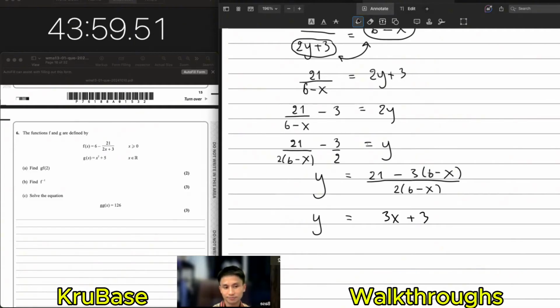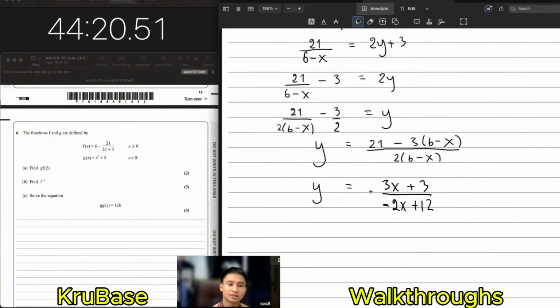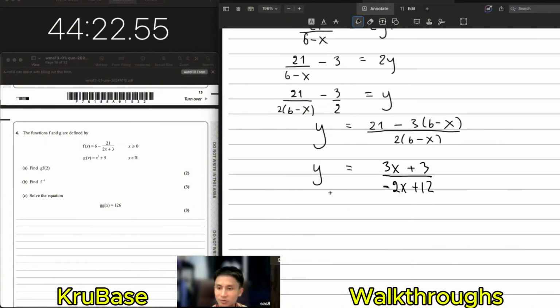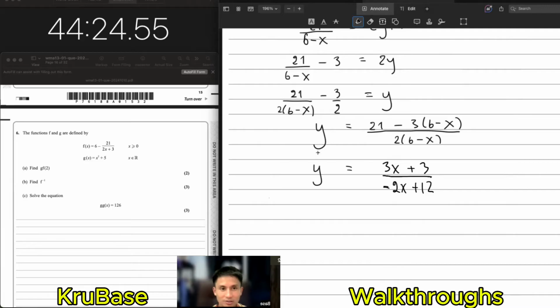All right. Just checking, actually. Okay. And this is over 2 and then 6 minus x. So that's fine. Or we can expand it in. So let's do minus 2x and plus 12. Right. Yeah. So that would be my f inverse. Okay, there you go.